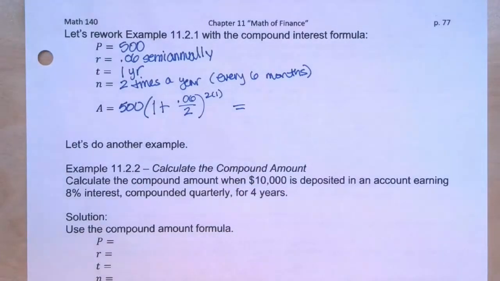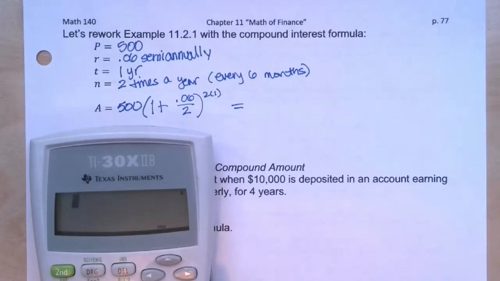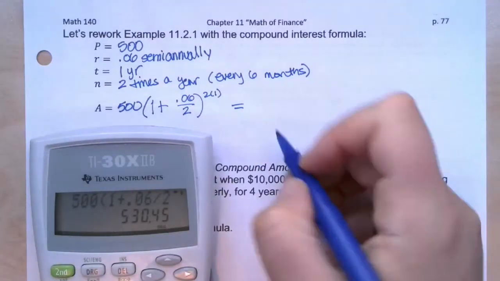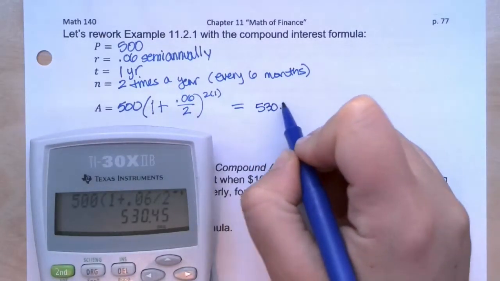And I'm going to show you how to plug that in on a scientific calculator. So on our scientific calculator we get 500 times 1 plus 0.06 divided by 2. So that's what's in the parentheses, and then I'm going to use the caret. And then parentheses again, 2 times 1, because that whole thing is in my exponent, and I get 530.45.